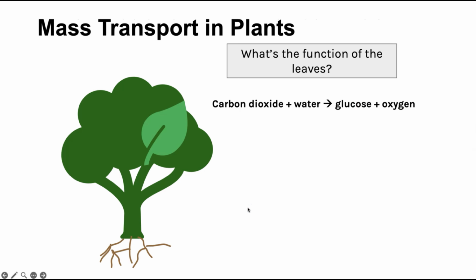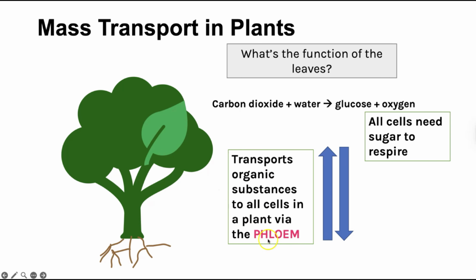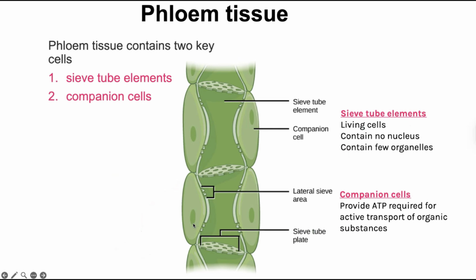So then we have a look at the mass transport of sucrose in plants. And this is one of our products of photosynthesis. And all cells need this sucrose to then break down or hydrolyze into glucose for respiration. So this is going to be transported from the leaves, where the organic substances are made in photosynthesis, to all the respiring cells through the phloem. And the sugary solution, that sucrose solution, can move up or down through the phloem, whereas in the xylem, it only ever moves upwards.